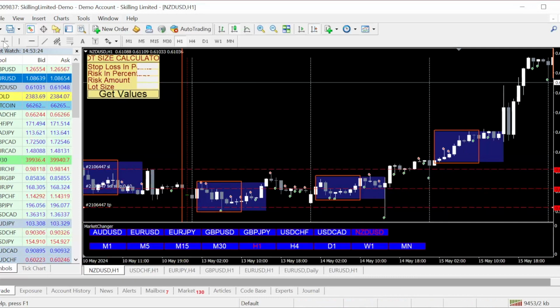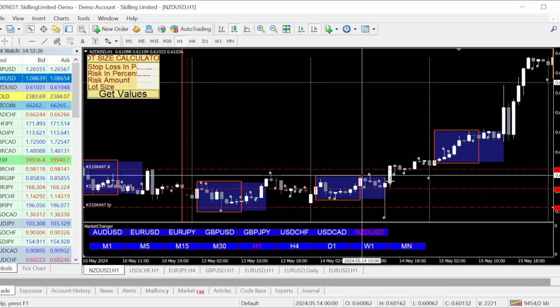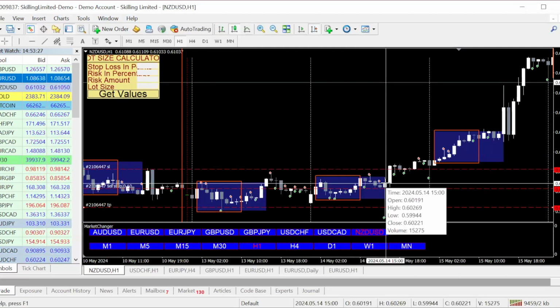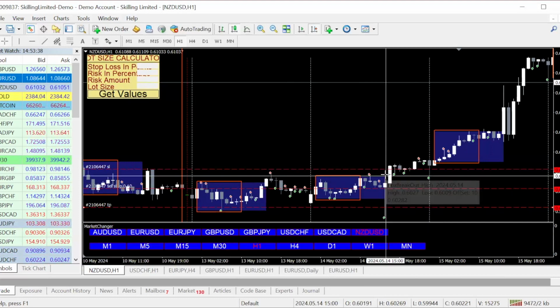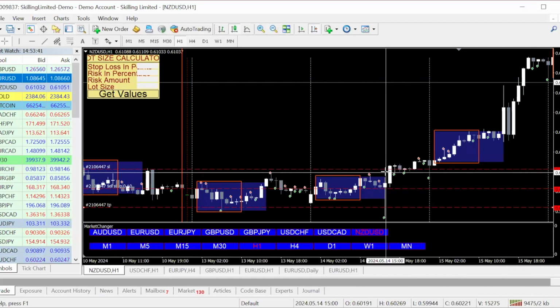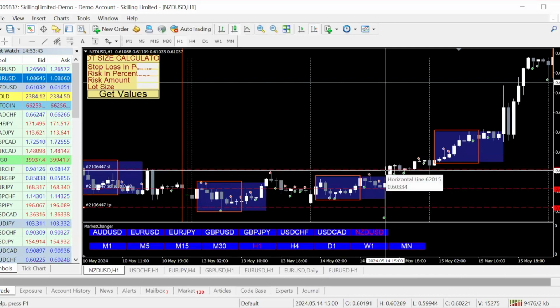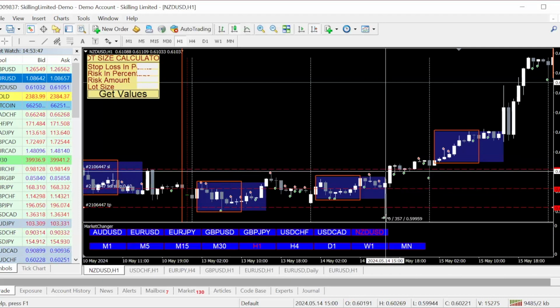Because if you look at the target for this, if you look at the high of this, 0.60269, if you add 5 there, it will be 0.60319. So if you put it somewhere around here, okay, let's just leave it there. From there to here, that's almost 35, almost 40 pips.